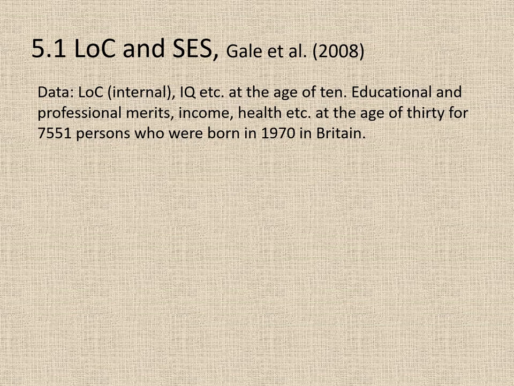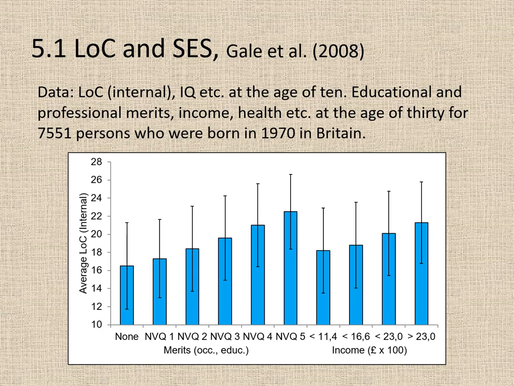Here, these bars indicate occupational and educational merit, from none up to a high level. 5 here is the highest level, so they're in order. If you look at those people with the highest level of occupational and educational merit at age 30, they had the highest level of internal locus of control when they were 10. And those who at the age of 30 have the lowest level of educational and occupational status had the lowest level of internal locus of control 20 years before. And the same with income: a positive relation between internal locus of control and income.